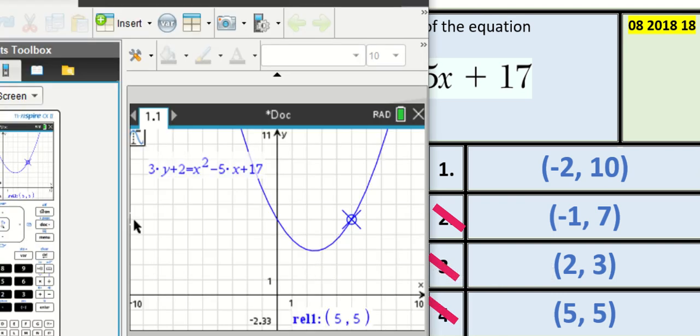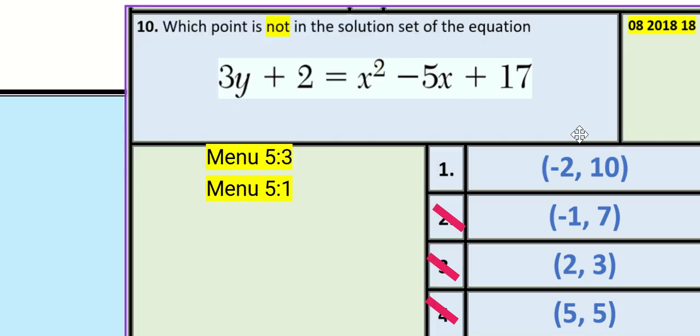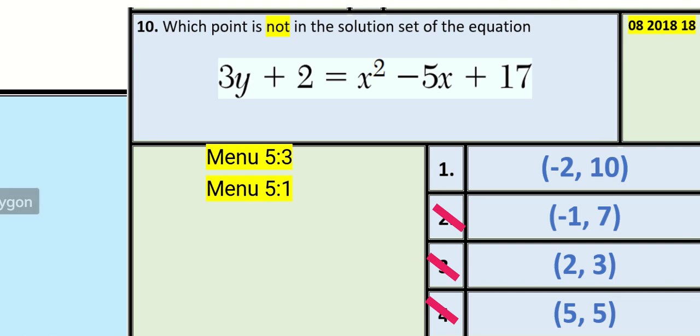So if I arrow to the left and go over and check out -2, notice it's -2 and then 9.6666, and that's really -2, 9 and 2/3. So that is the correct answer to question number 10, because this point is not on the graph.